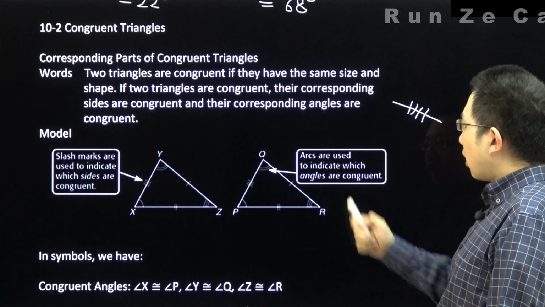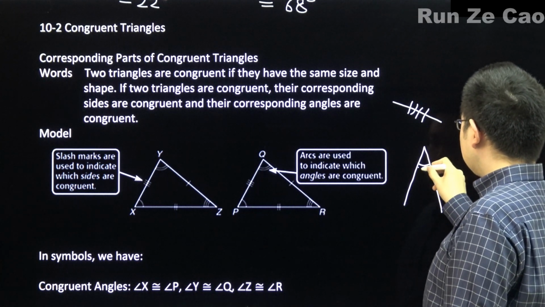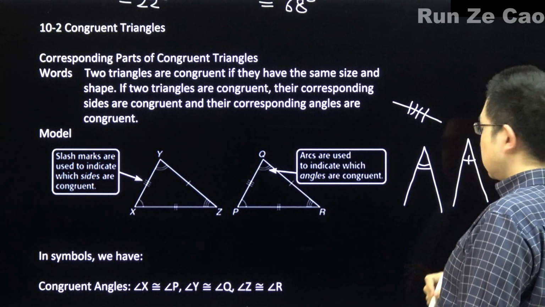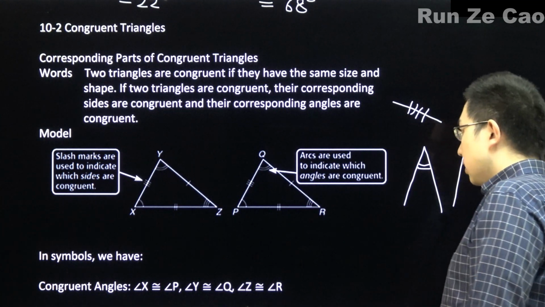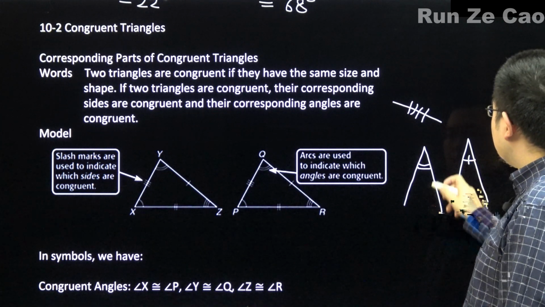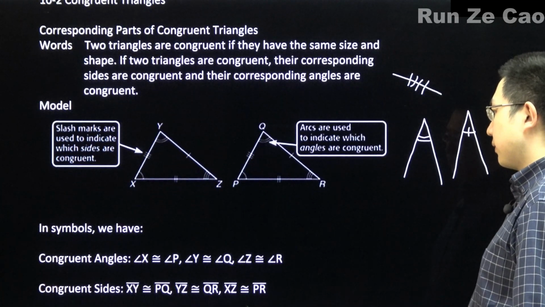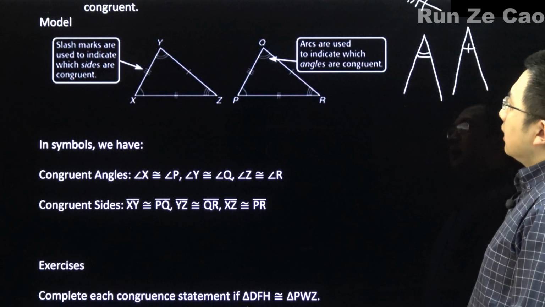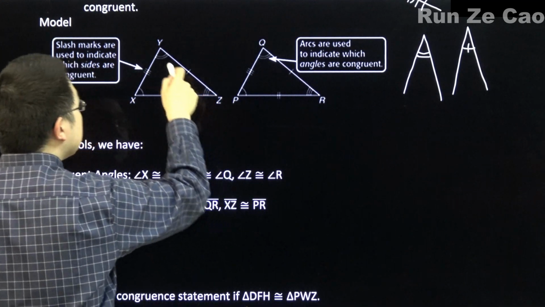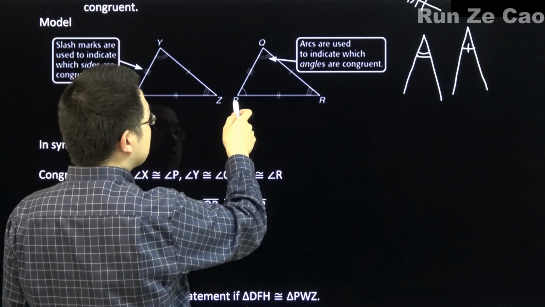Okay, you would use arcs to indicate which angles are congruent. So you could have one arc, you could have two arcs, you could have, well, an arc with a little dash in it, or two dashes. So yeah, conventions vary somewhat. Just make sure that you match the corresponding type of arc when you're labeling a diagram. Now, in this diagram, we would, in symbols, because x corresponds to p, y corresponds to q, and z corresponds to r, we would be saying xz is congruent to pr.